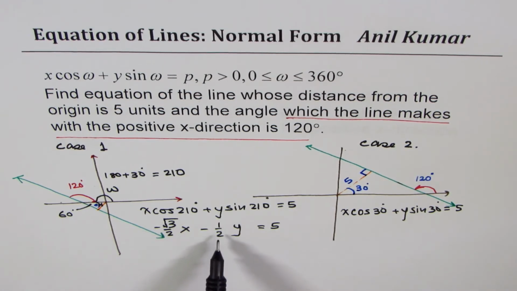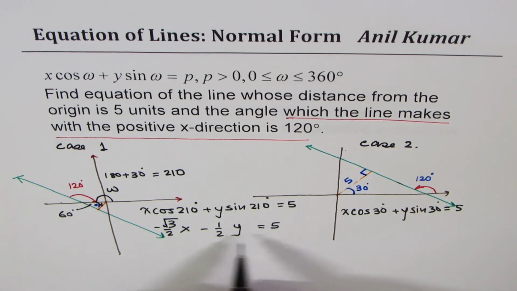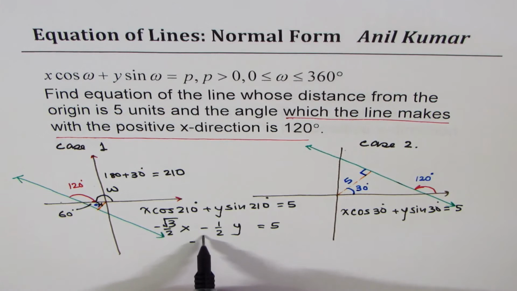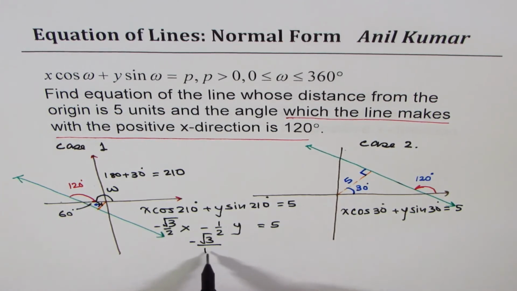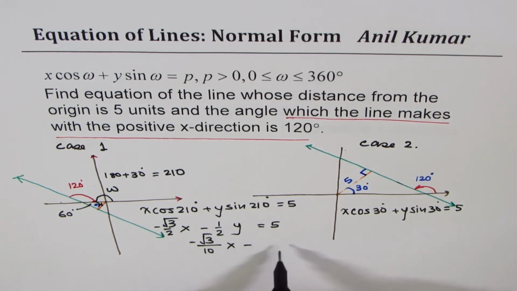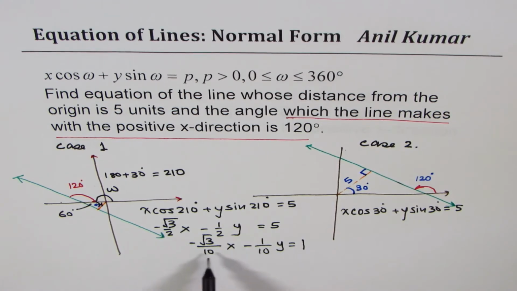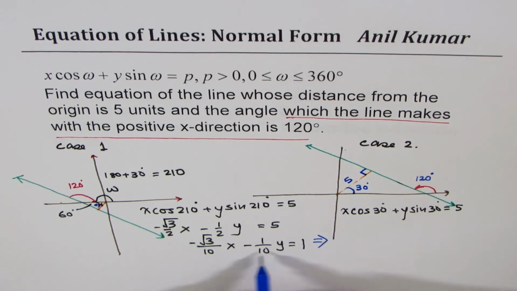For example, this time, let me work with this second equation. If I divide both the values by 5, what do I get? I get minus square root 3 over 10 x minus 1 over 10 y equals to 1. So we get intercepts from here, if you could write this in intercept form. So let me just write this equation in intercept form.